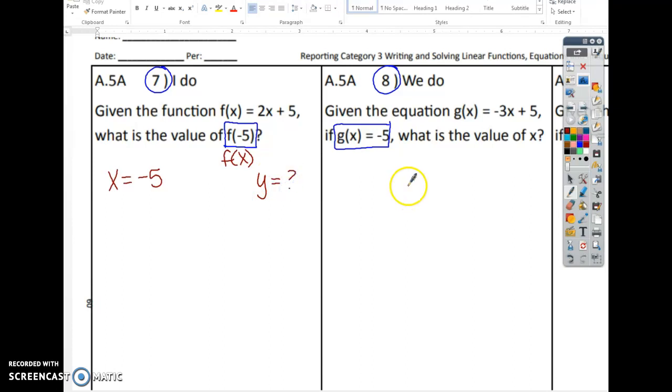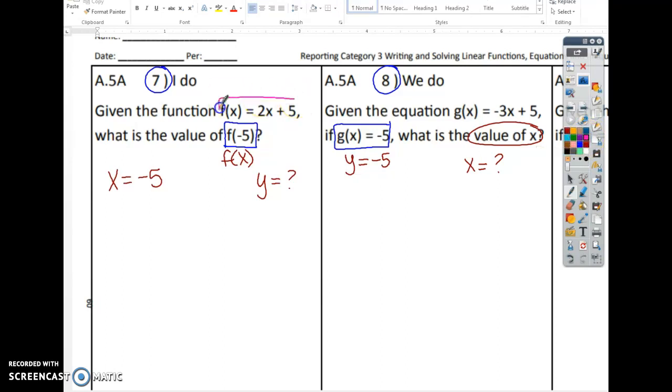Number 8, on the other hand, gave you g of x equals -5. Well, that's like saying y equals -5. So if they gave you y equals -5, they're asking for the value of x. So you're doing the opposite. Okay? So problem number 7 is pretty easy.